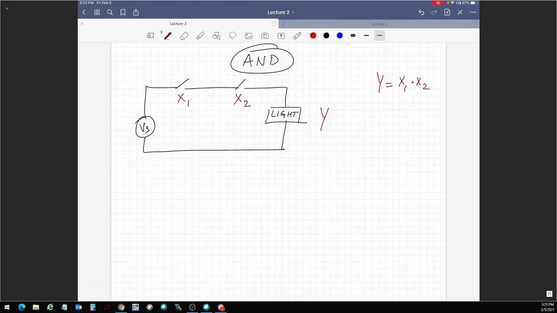How about NAND? NAND is the opposite of AND. In other words, it is the complement of the AND function. So it's like this. Y equals X1, X2, AND function, and then complement it.